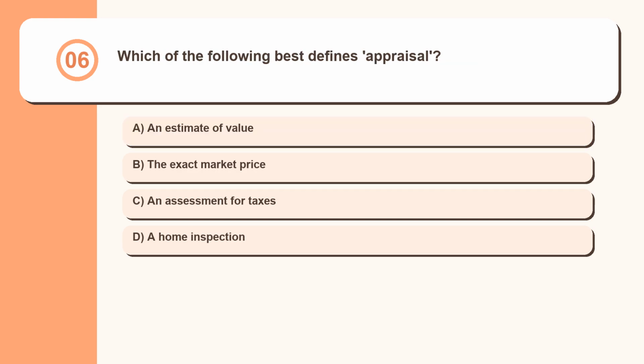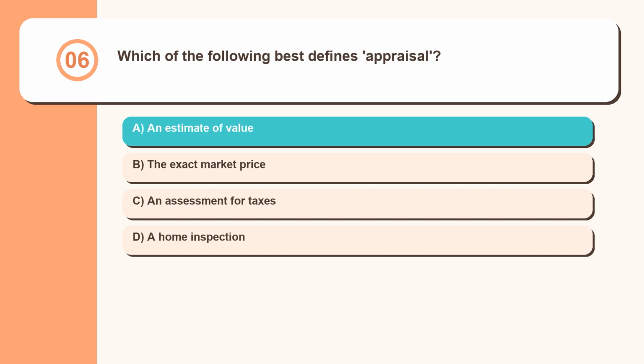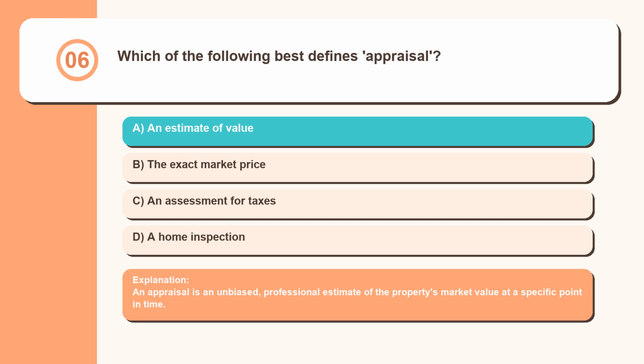Question 6. Which of the following best defines appraisal? An estimate of value, the exact market price, an assessment for taxes, a home inspection? An appraisal is an unbiased, professional estimate of the property's market value at a specific point in time.